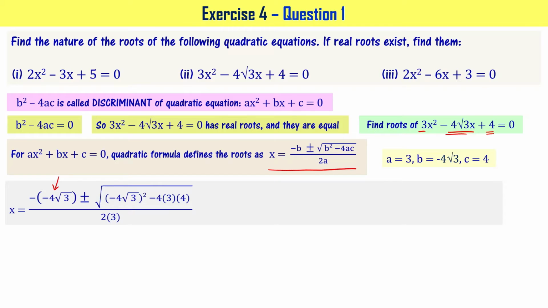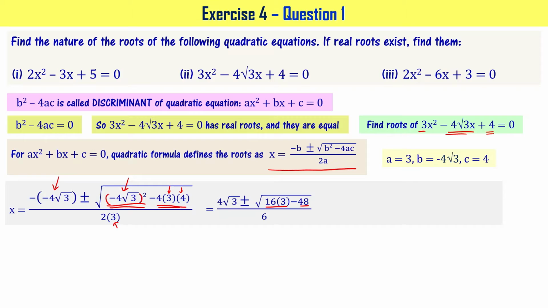Let's substitute these into the quadratic formula, so that you can write x equal to minus b plus or minus square root of b square, that is minus of 4 root 3 whole square, minus 4ac, divided by 2a, right? You simplify this and write it as 4 root 3 plus or minus square root of, this is 16 times 3 minus 48, right? This is 4 times 3 times 4 is 48.